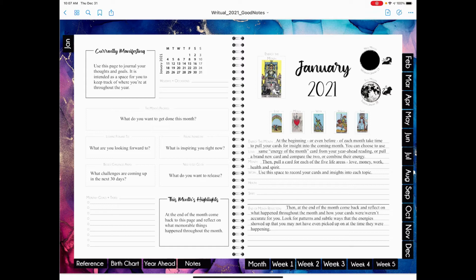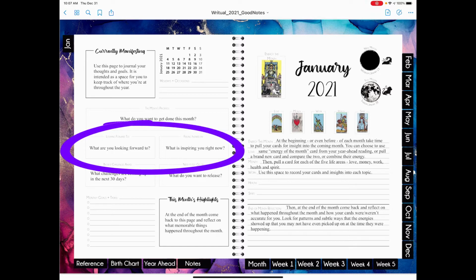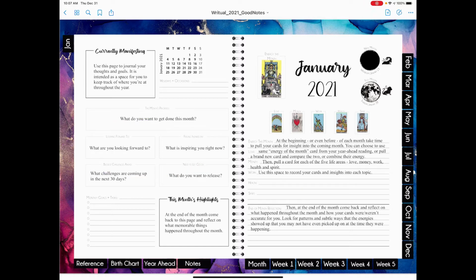Write down what you're currently trying to manifest in your life, what your priorities are to get done this month, something you're looking forward to, what you're inspired by. This is all just great information to keep in mind, but also then to look back throughout the year and be like, oh, where was I at in January? What was I working on? And, did I accomplish that?